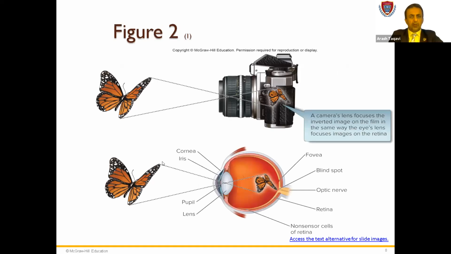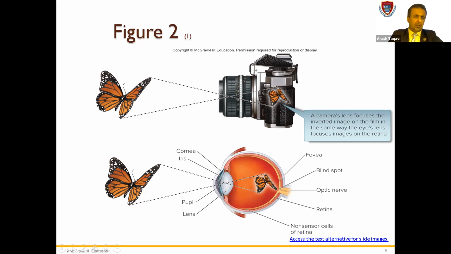You can see also here that it's a camera, and your lens is like the lens of a camera. You see that everything is on the other side. Inversion and conversion, inversion and conversion. A camera's lens focuses the inverted image on the film in the same way the eye's lens focuses images on the retina. It is the retina. It is the film.